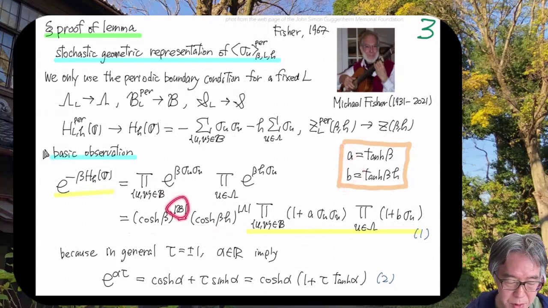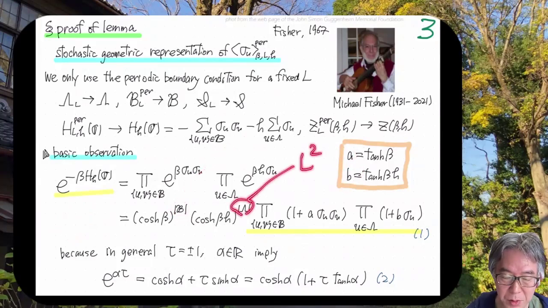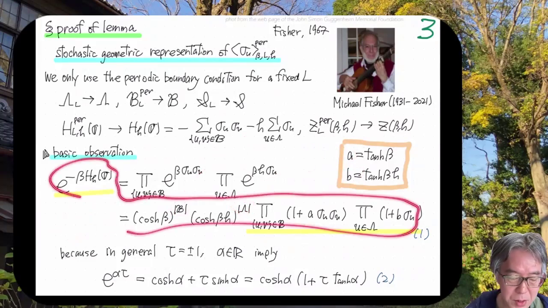And of course, as I said before, whenever I have a finite set, this denotes the number of elements in this set. So this is simply the number of bonds. I think it is 2 times L squared or something. And this is just the number of sites. This is L squared. But we don't use this. All right, so this is the basic starting point.